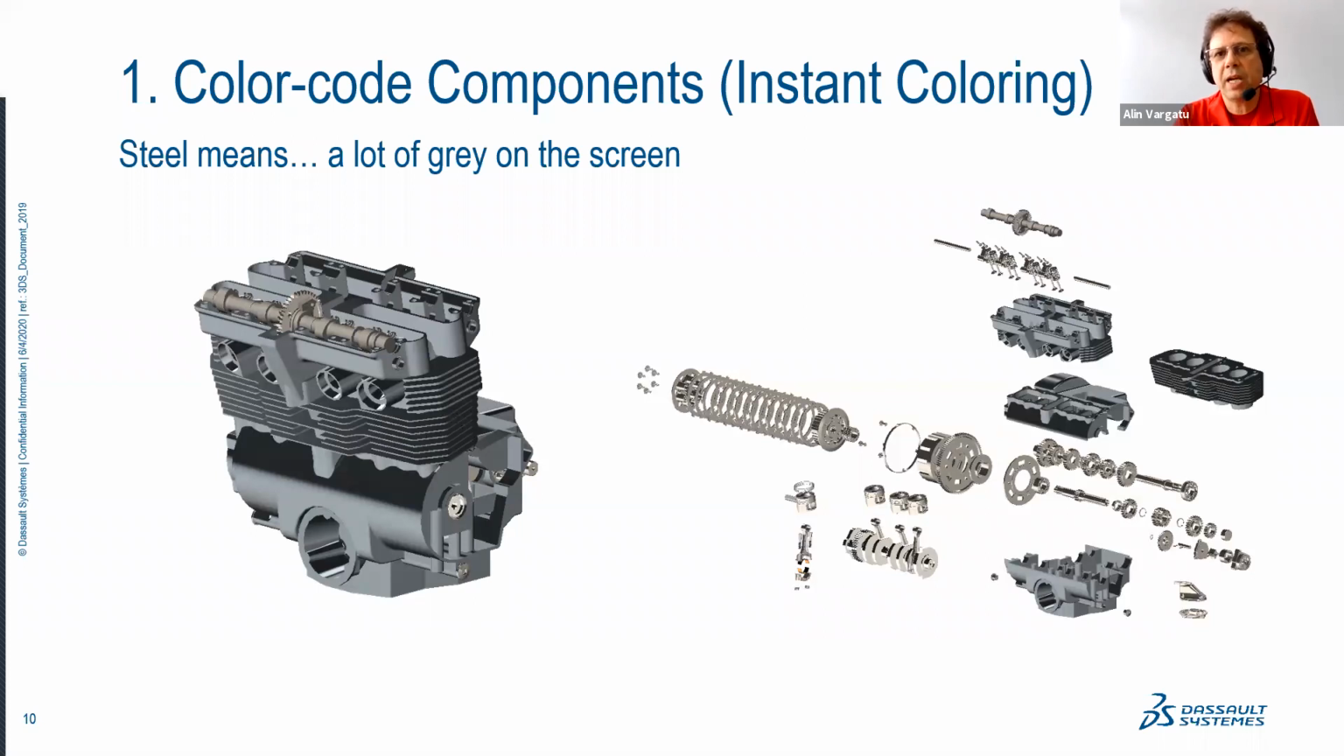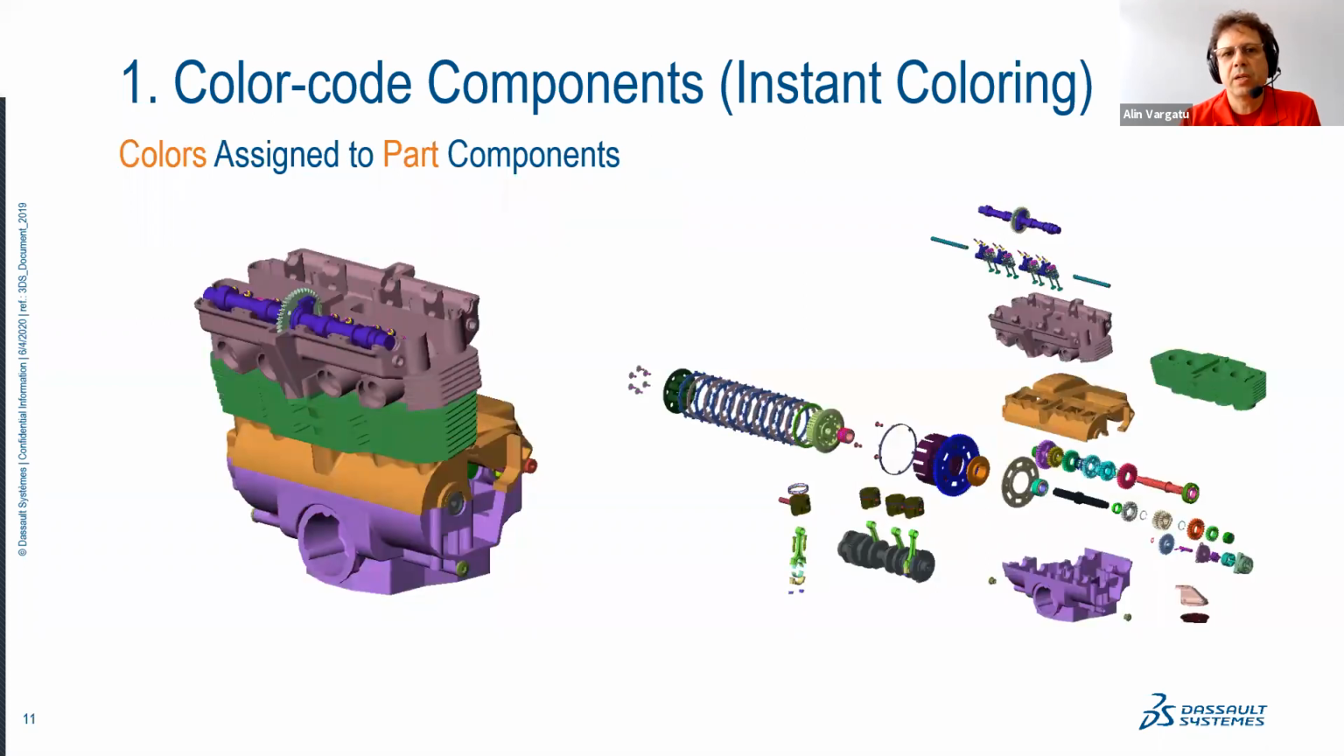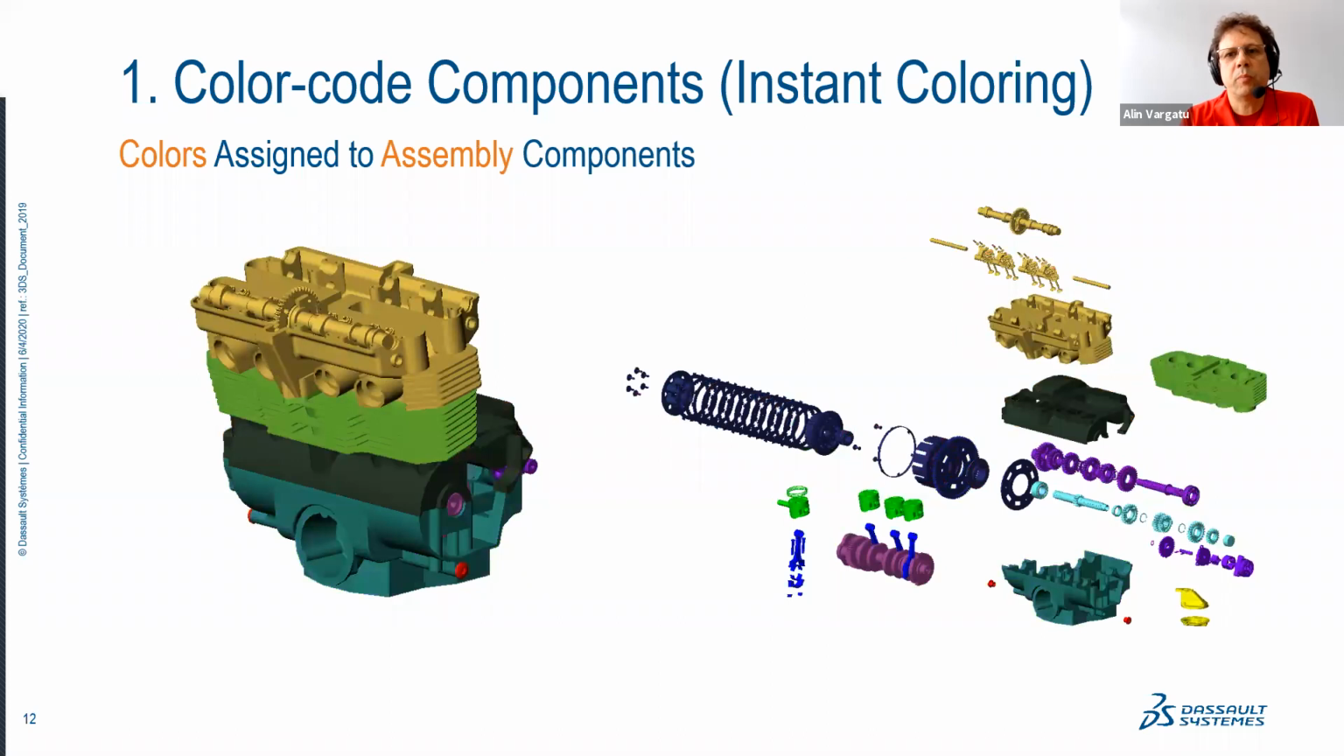So wouldn't it be nice to have the ability to instantly color these components, to press a button and have each part colored differently without losing the color that you assign to the material? So maybe creating two display states, one with individual colors assigned to each component at the part level, and one with the material colors, right? Or if you want, you might want to apply colors to the sub-assembly components. So let's see how easy it is to do that.